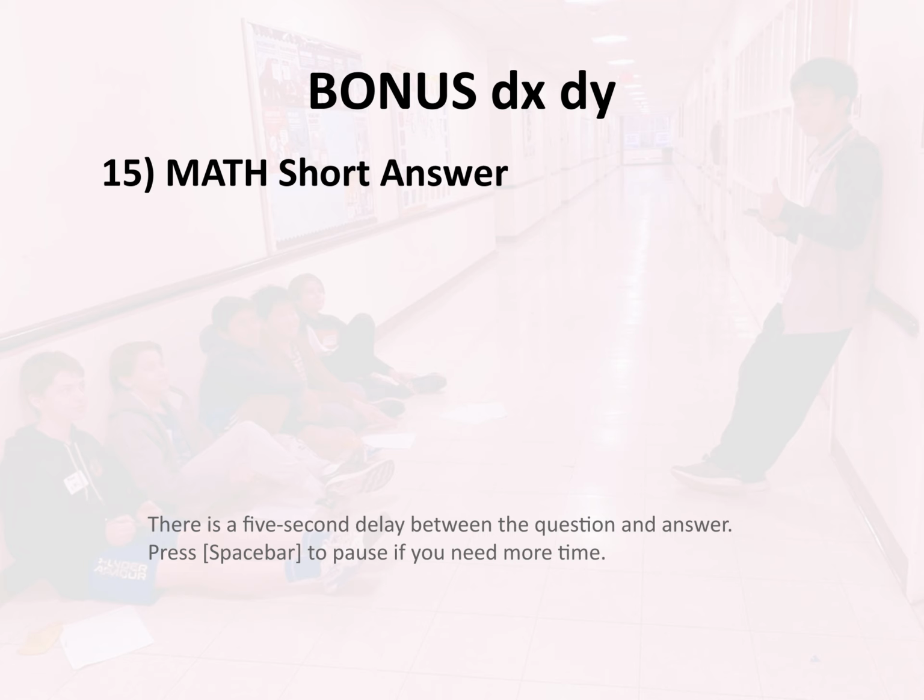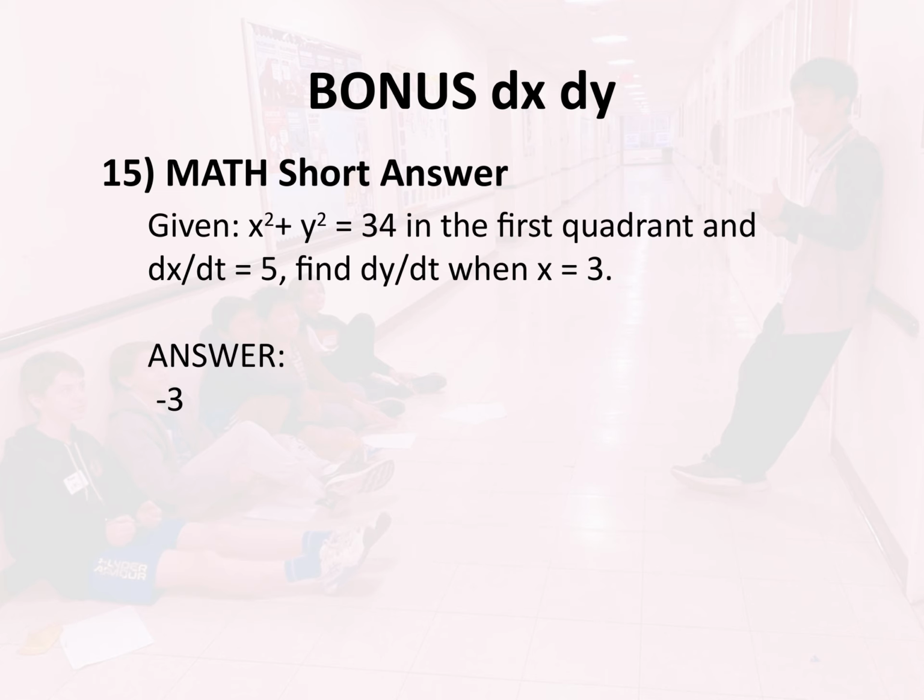Bonus 15. Math. Short answer. Given x squared plus y squared equals 34 in the first quadrant and dx/dt equals 5, find dy/dt when x equals 3. Answer, -3.